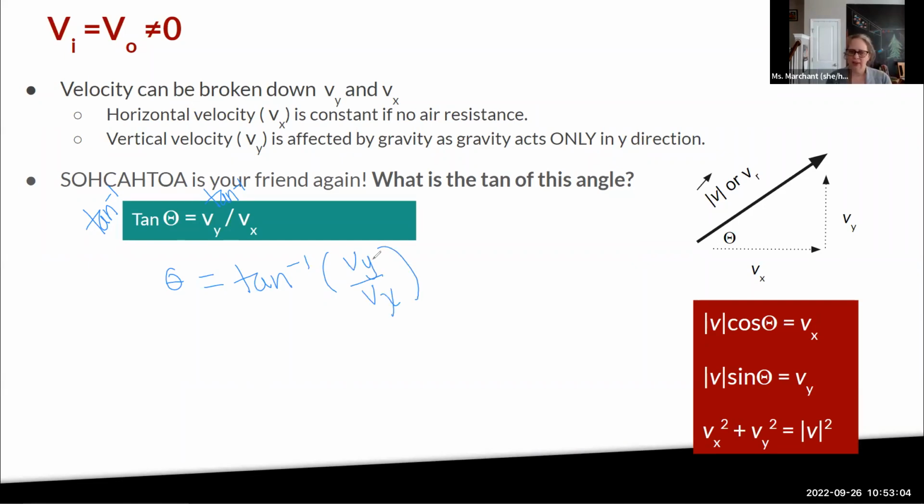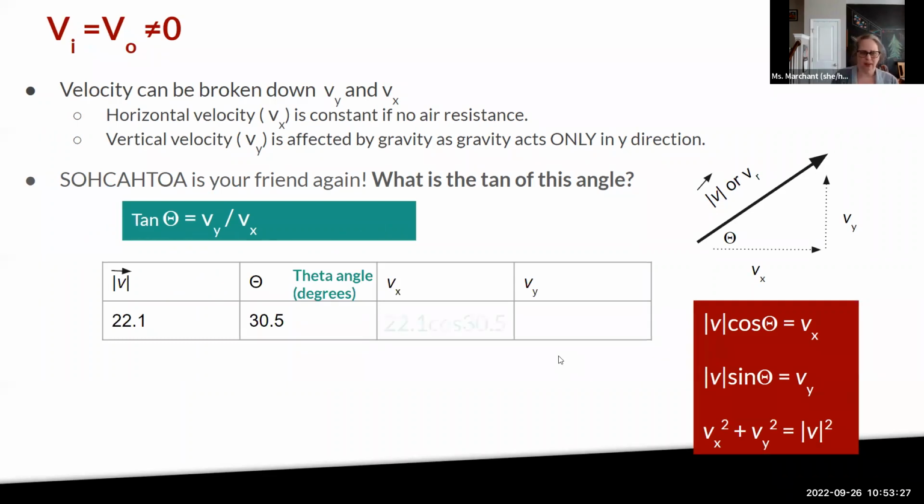How do you plug this in? Your Vy number divided by your Vx number, and then hit the tangent^-1 on your calculator, and that's going to give you your theta as long as you're in degrees. Or if you're in Desmos, make sure, again, you're in the scientific part of Desmos, and then you can just type that in to find your answer.